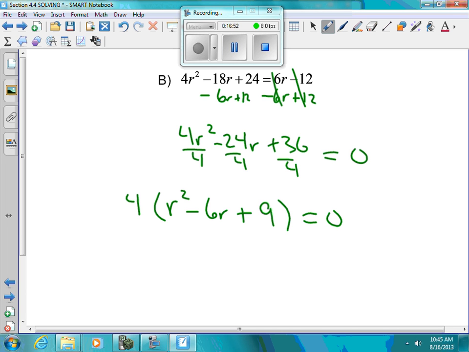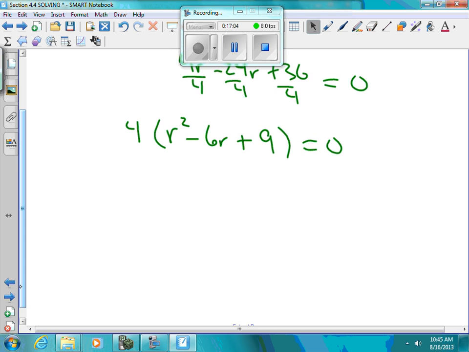So now we have a trinomial inside the parentheses. Can we factor that? I think we can, and we will. You might notice that this looks like it might be a special pattern. Maybe you don't. But we're going to use bottoms up on just the r squared part. Just this part. That's all we're going to do. This 4 is off to the side. We're not going to worry about that right now. A times C, 1 times 9. B is negative 6.